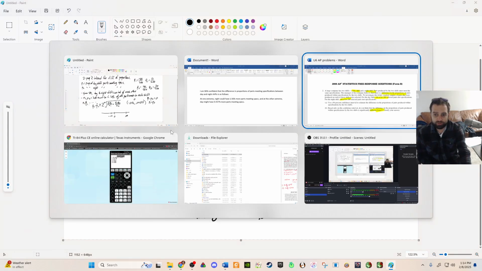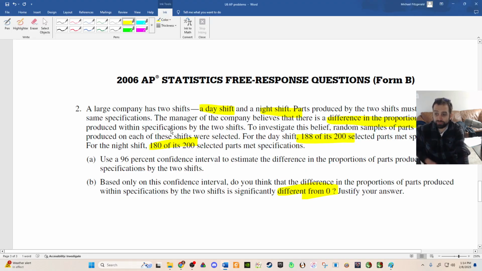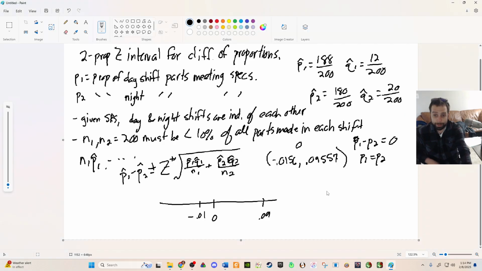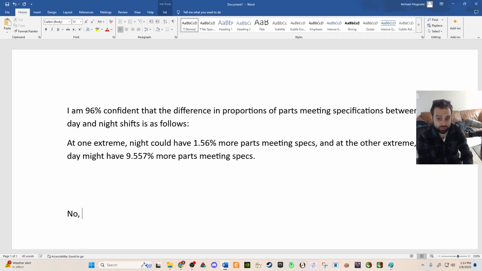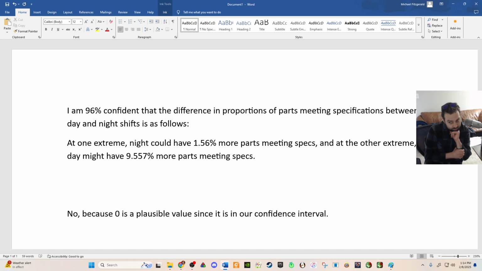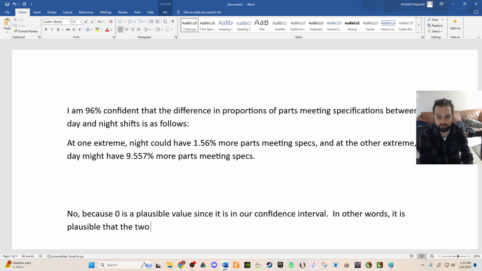Okay, so the last thing we have to do is comment on whether you think the difference is different than 0. Say no, because 0 is a plausible value since it is in our confidence interval. In other words, it is plausible that you have the same proportion of parts.